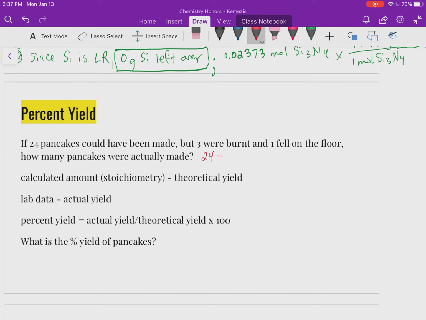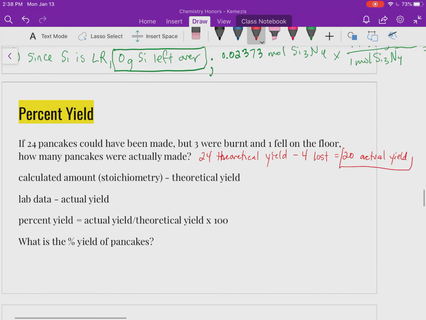So what we could do, we realized we could make 24, but we lost 4 of them, right? If everything went okay, so we say 24 is the theoretical yield, right? Everything went perfectly, but 4 were lost. So that means we had a 20 was an actual yield, right? When we went into the lab, the amount that we actually made. Lab, kitchen, same thing. So to bring this to chemistry, the theoretical yield is the amount that is calculated, right?